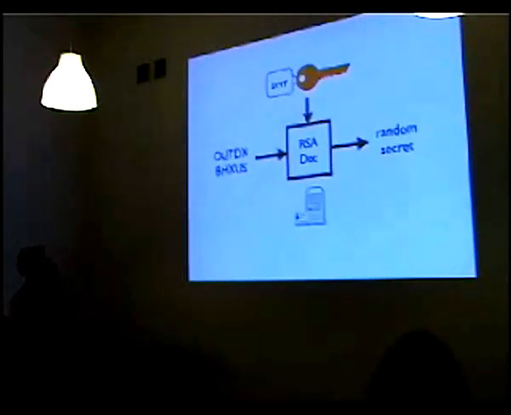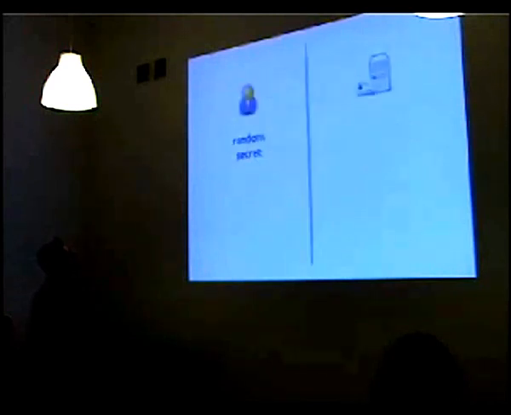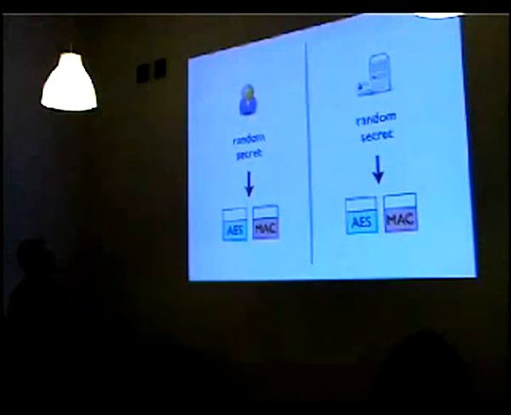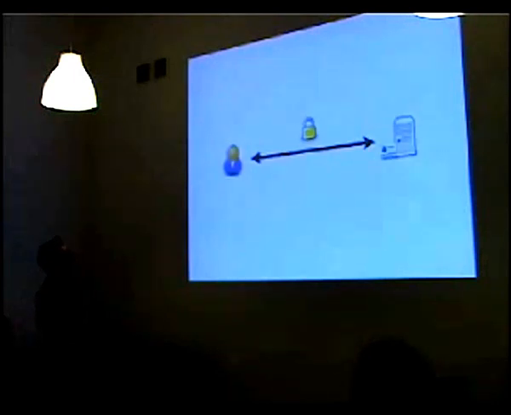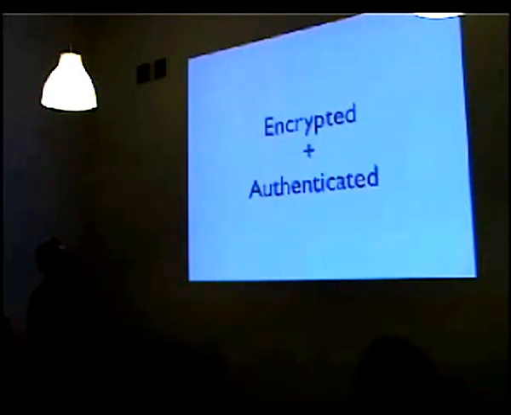And the server decrypts it, and now it also has a random secret. Then I take the random secret and turn it into symmetric keys. I turn it into an AES key, and I turn it into a MAC key. Server does the same thing. It has the same random secret, so it can create the same AES and MAC keys. And now we have secure communication, because it's encrypted and it's authenticated. It's encrypted with the AES key. I gave AES as a practical example.